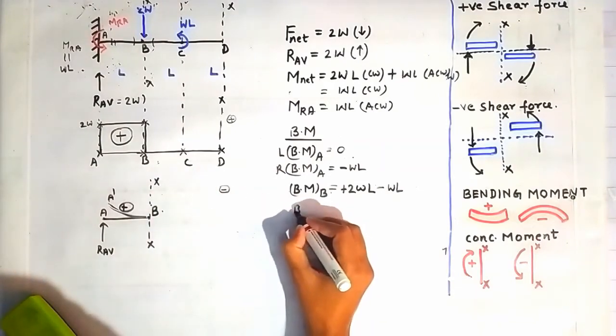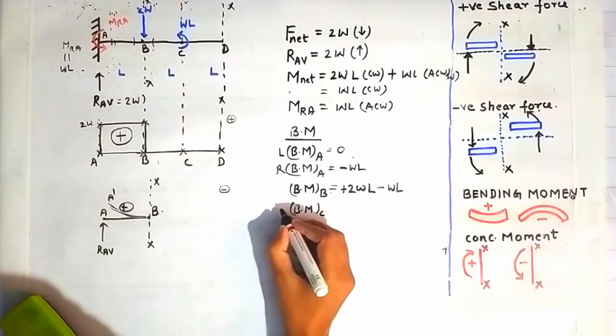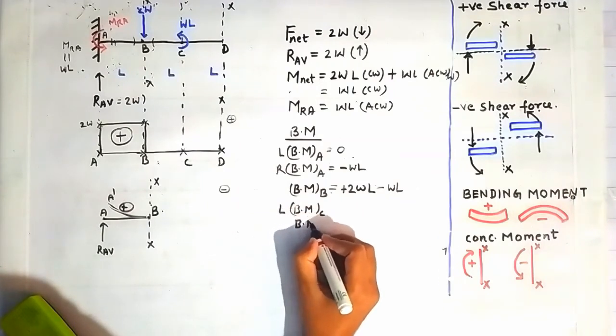Now the bending moment at C we will calculate on the left side of the point C and on the right side of the point C. Why?